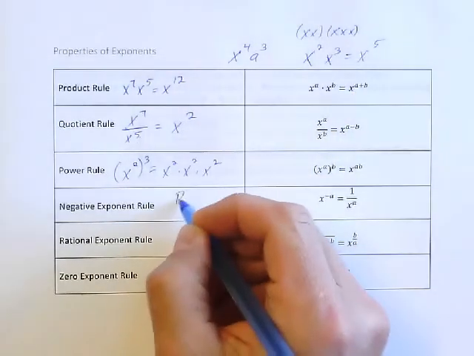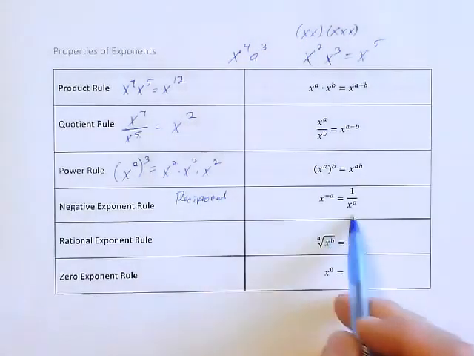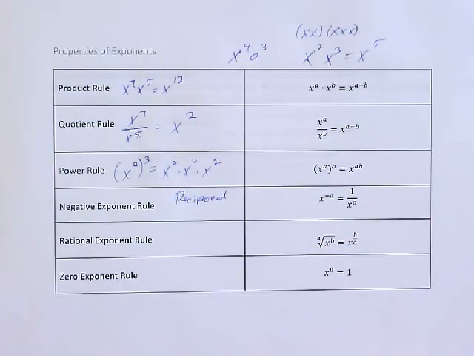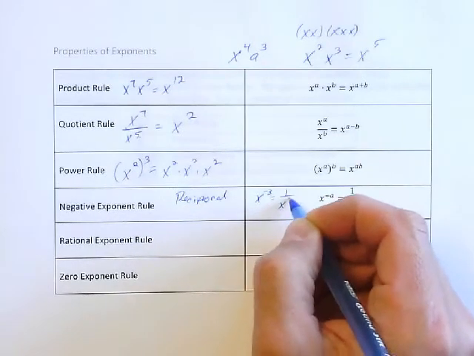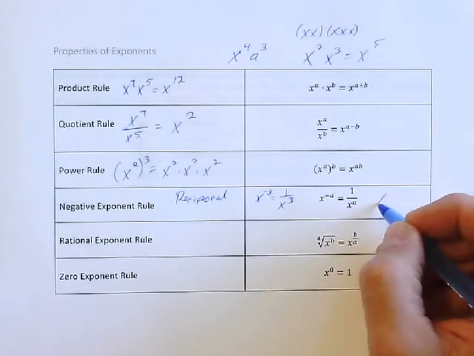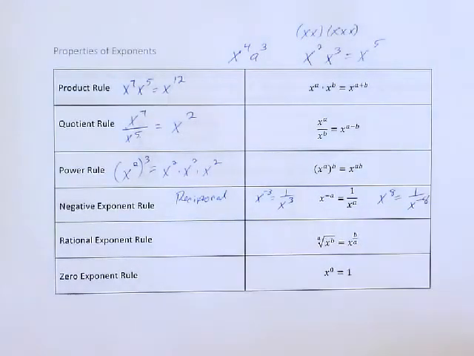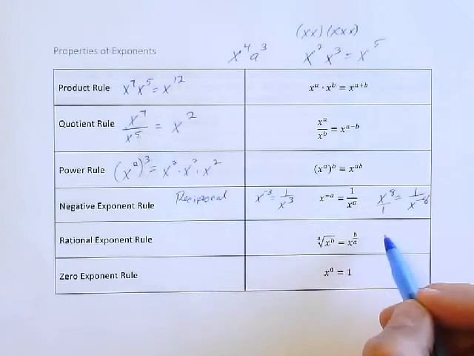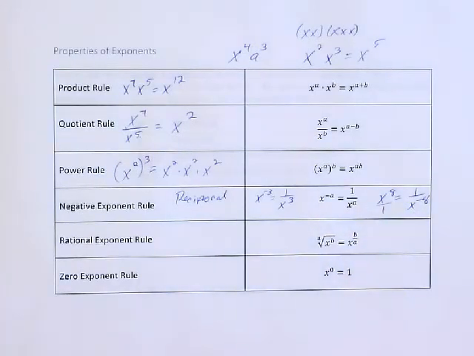Negative exponent rule says reciprocal. So whenever you have a negative exponent, it basically flips. X to the negative 3rd is 1 over x to the 3rd. Or, for another example, if you have 1 over x to the negative 8th, that's x to the 8th. So since this is over 1, take the reciprocal, you get your exponent.